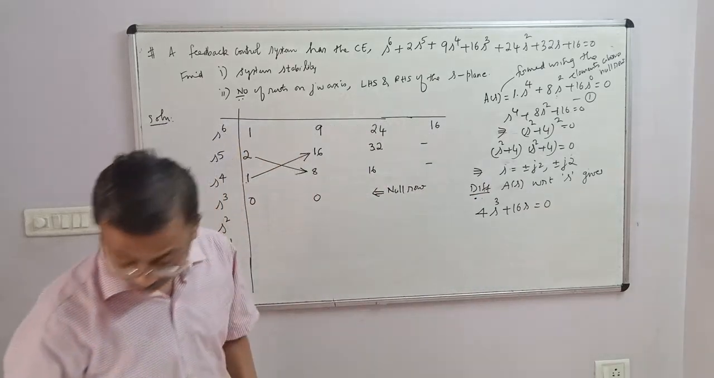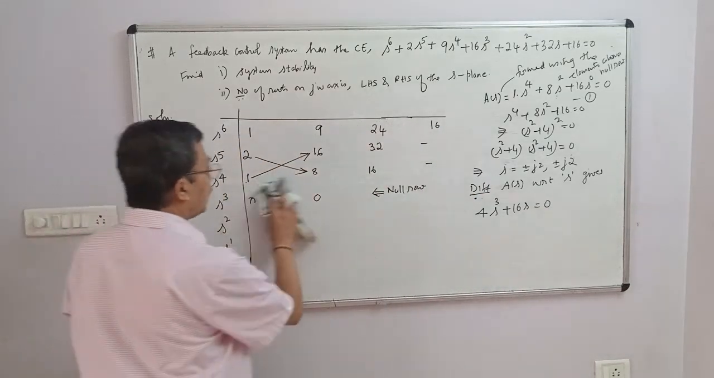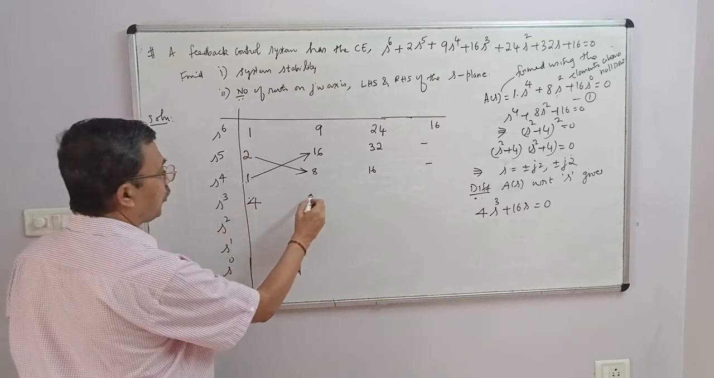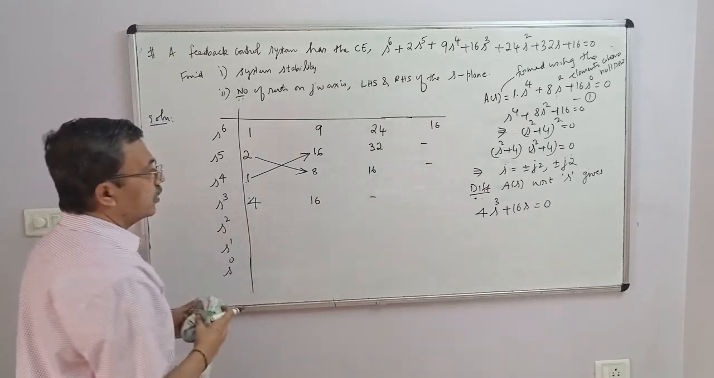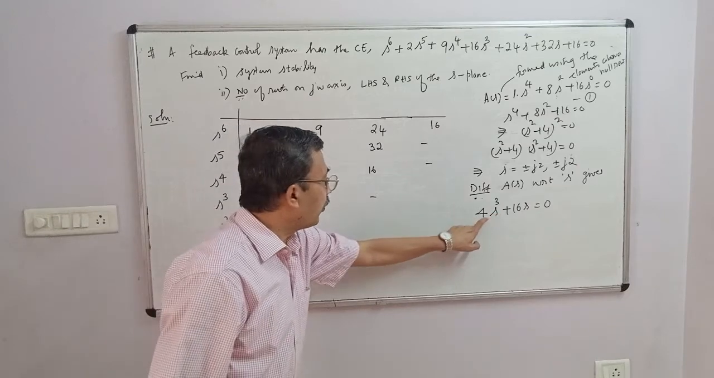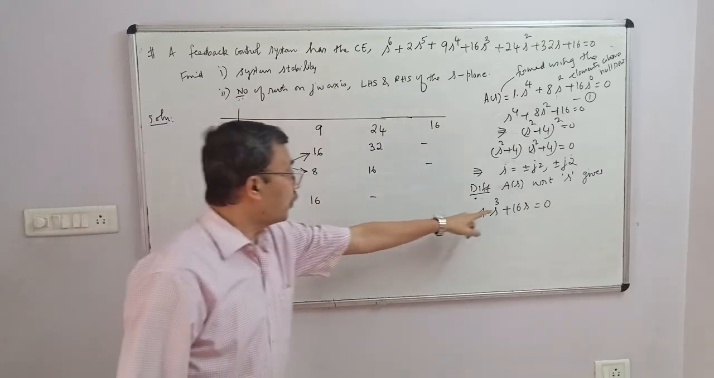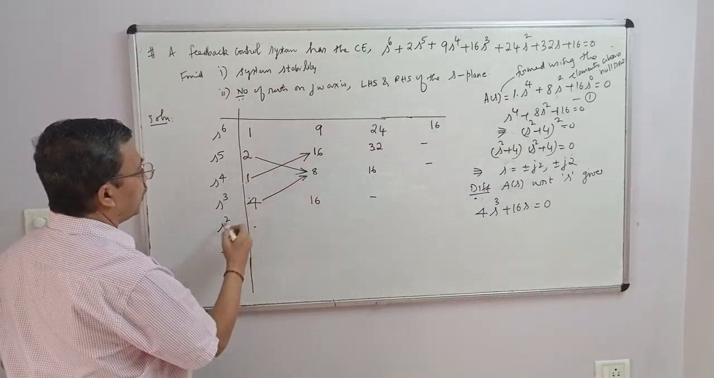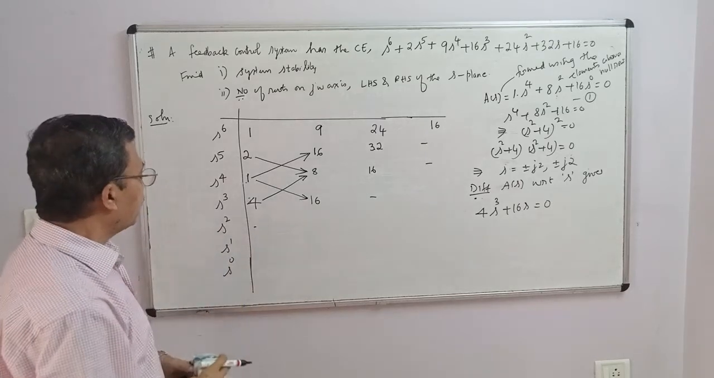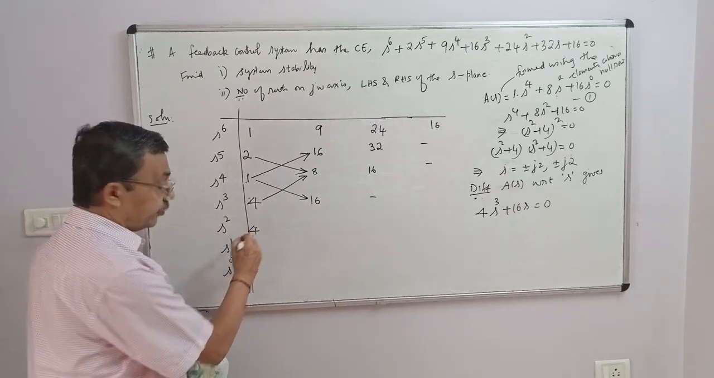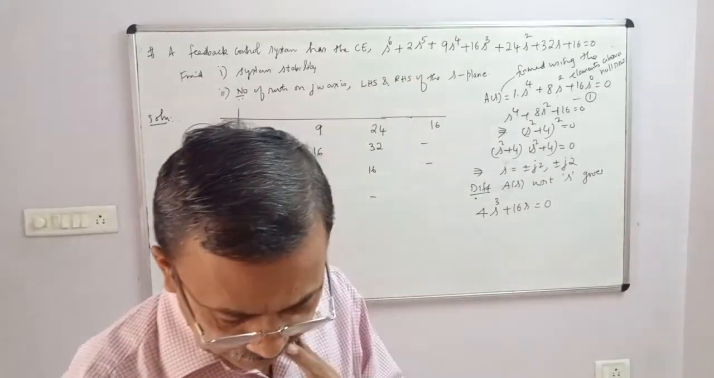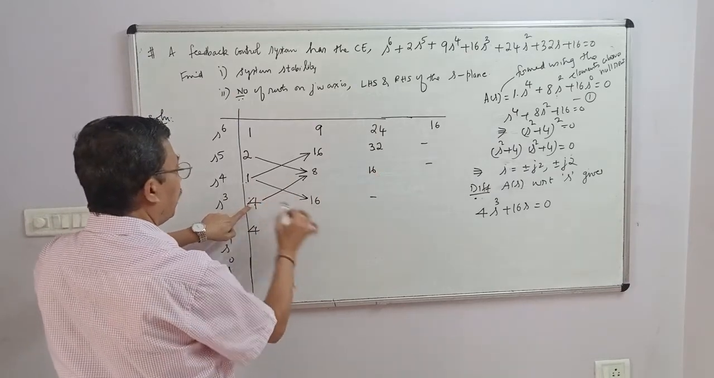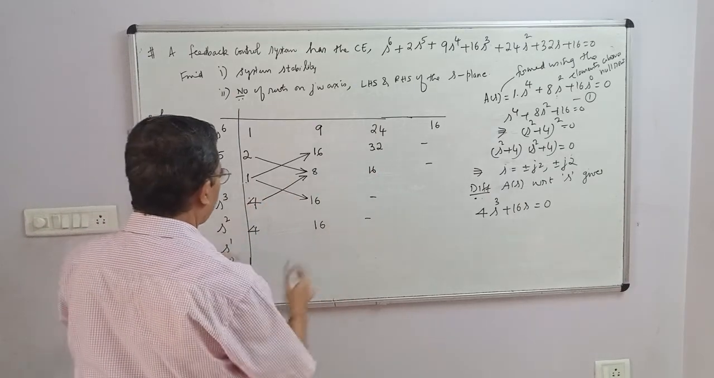Next what we do, replace the elements of the null row by the coefficients: coefficient of s cube is 4, coefficient of s to the power 1 is 16. Next, how to calculate this? 4 into 8 is 32, 32 minus 16 is 16, 16 divided by 4 is 4. This is 4 into 16 minus 1 into 0 by 4, which is 16. Nil.